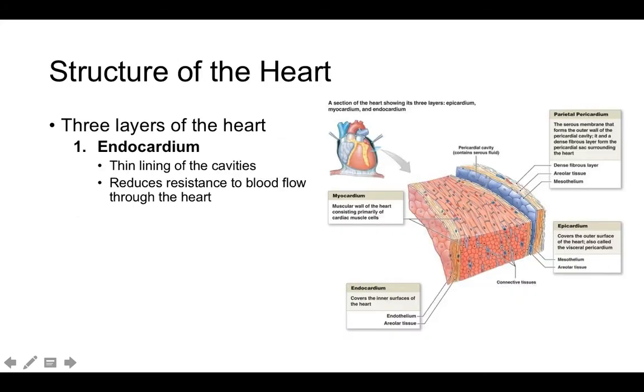So let's talk about the structure. There are 3 layers of the heart. The first one is the endocardium, which is down here. It covers the inner surface of the heart.